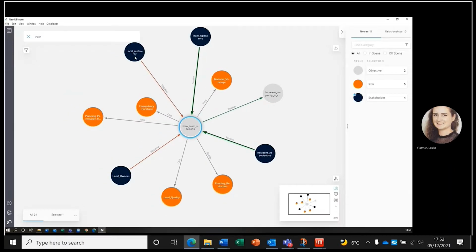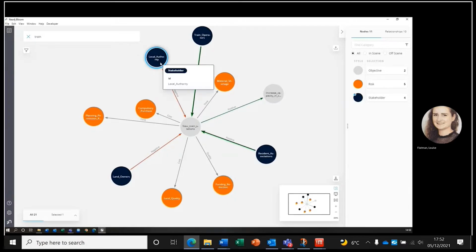Just to let you know, oranges are risks associated with this objective, and the dark blues are stakeholders, and the grey is an additional objective that's linked to this. So you can see just by hovering over that you get extra information, IDs, any properties that might be associated with that.